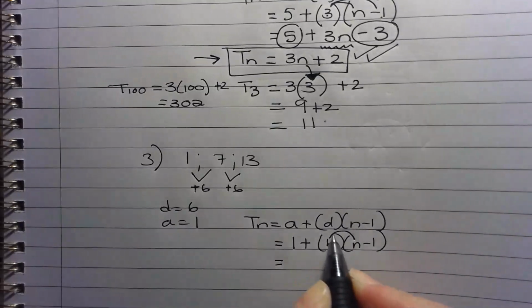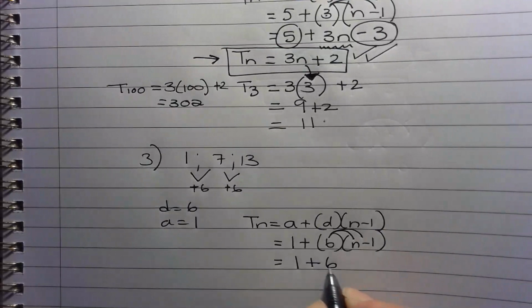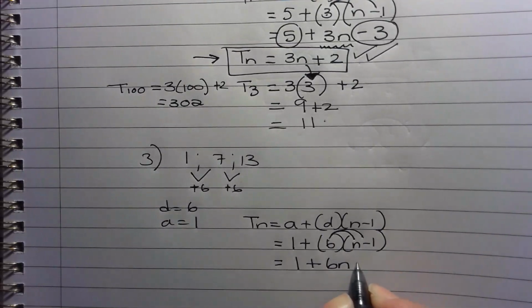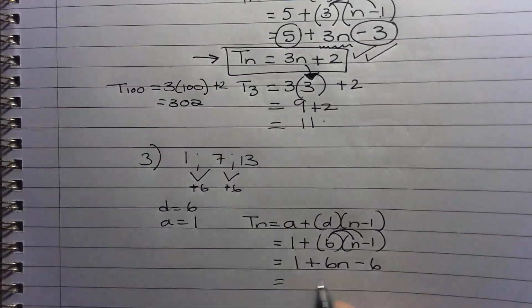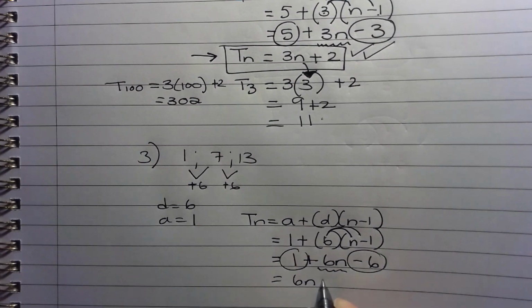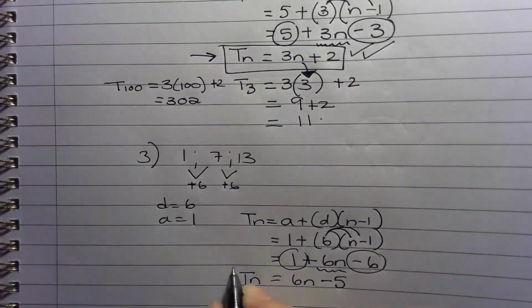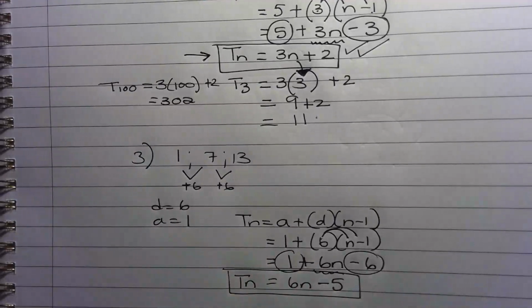So brackets first, 6 times positive n is 6n. 6 times negative 1 is negative 6. Group it, 6n, and then the two numbers will work together. And that gets us 1 minus 6 is negative 5. So Tn is my rule there.